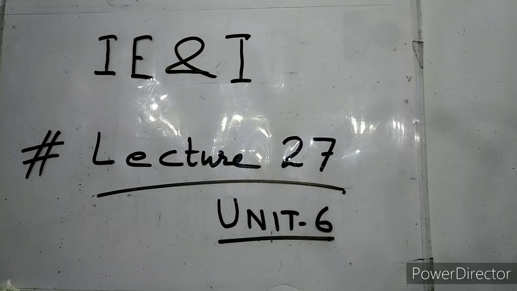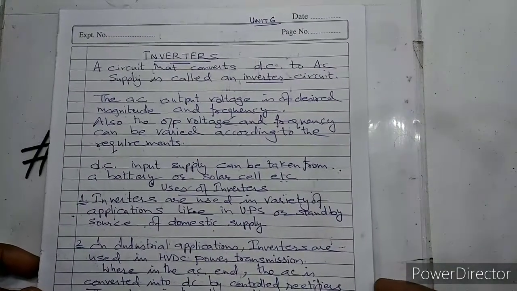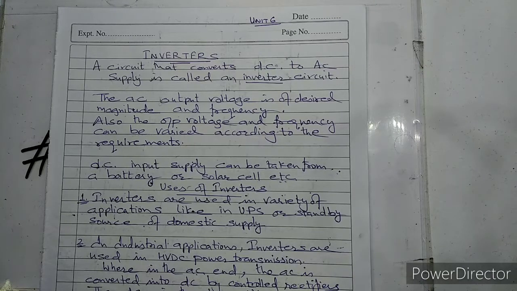Good morning, students. Let us today start with lecture 27 of unit 6 of your syllabus, that is inverters. What is an inverter? A circuit that converts DC to AC supply is called an inverter.